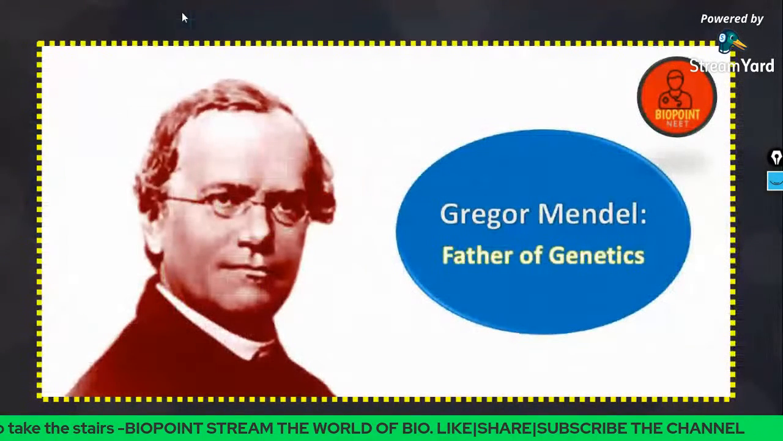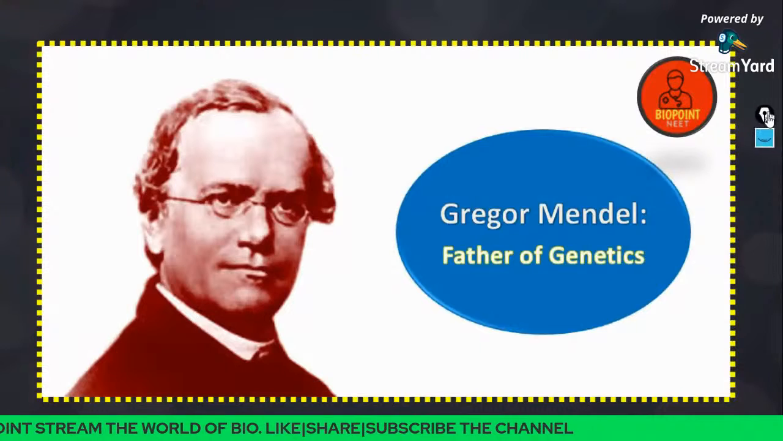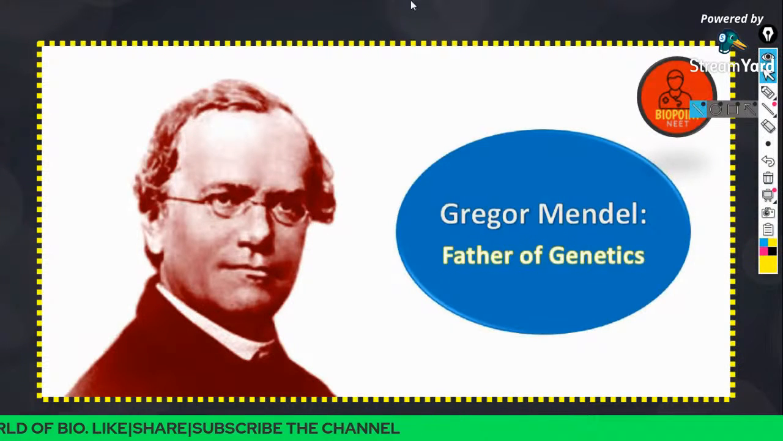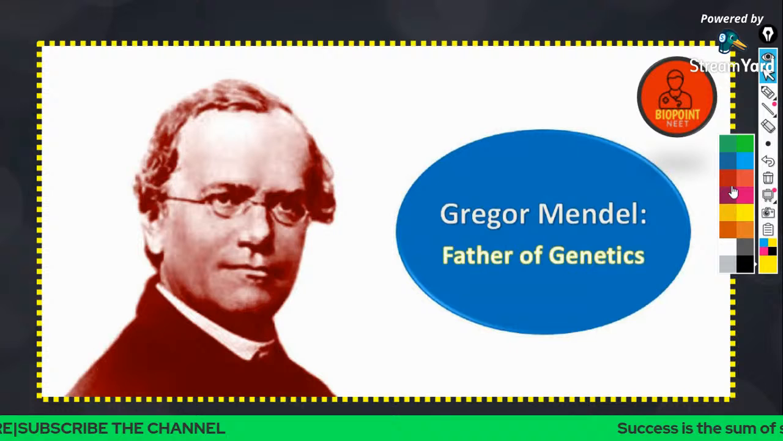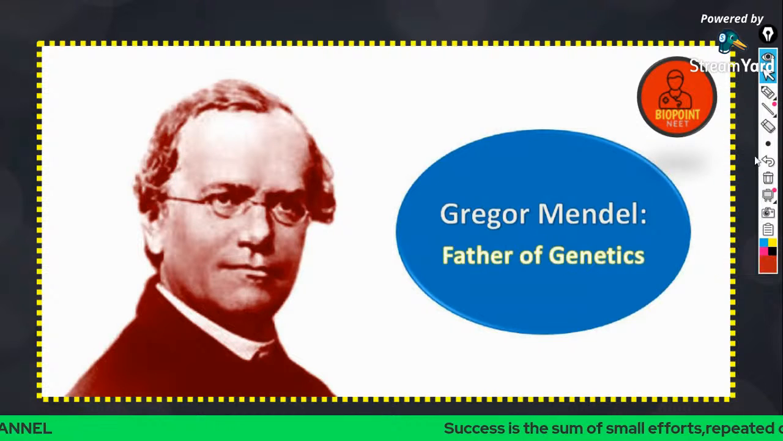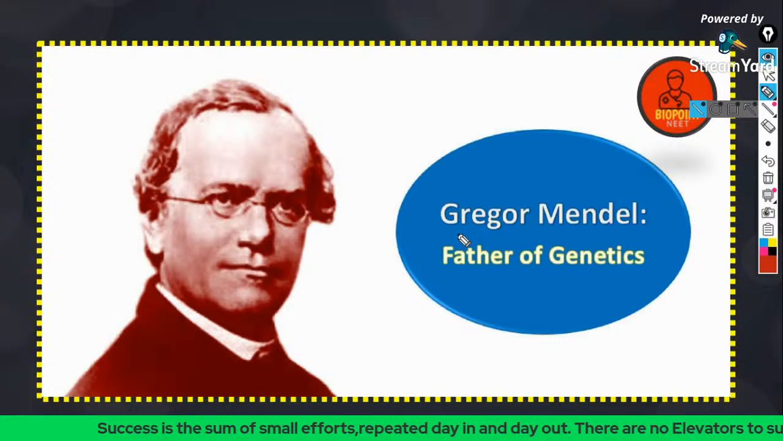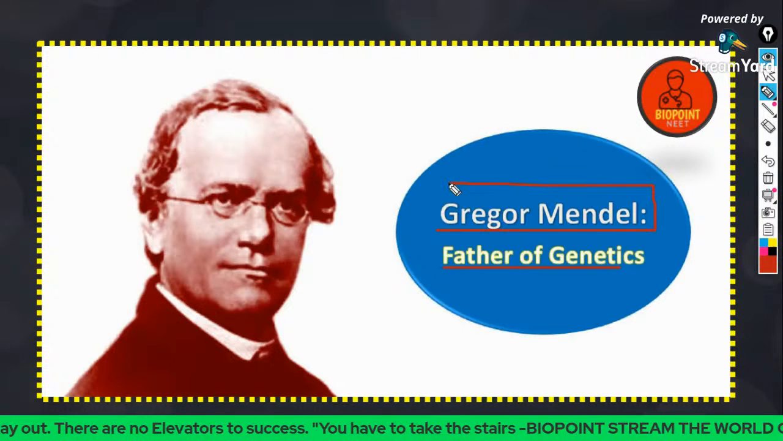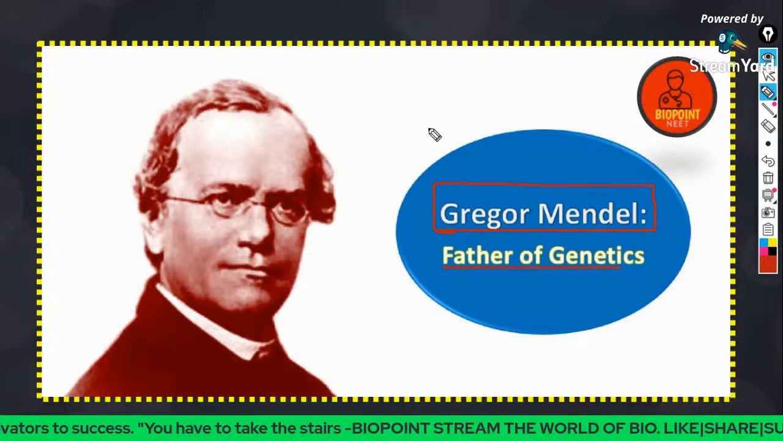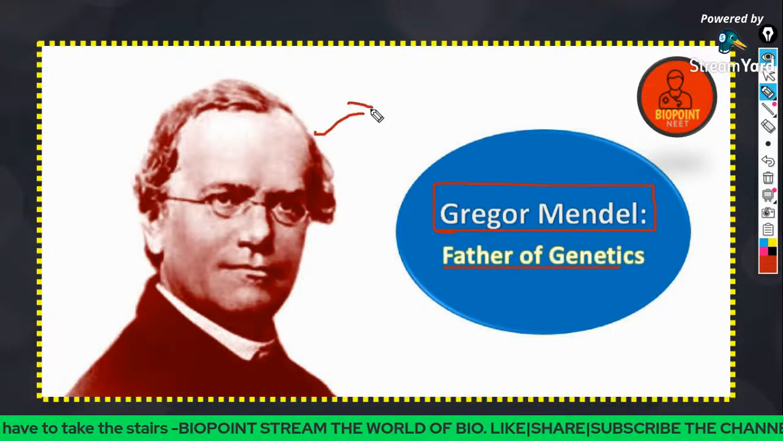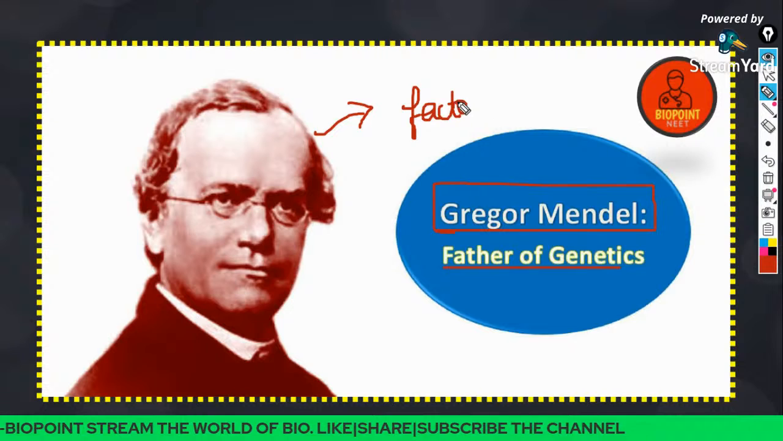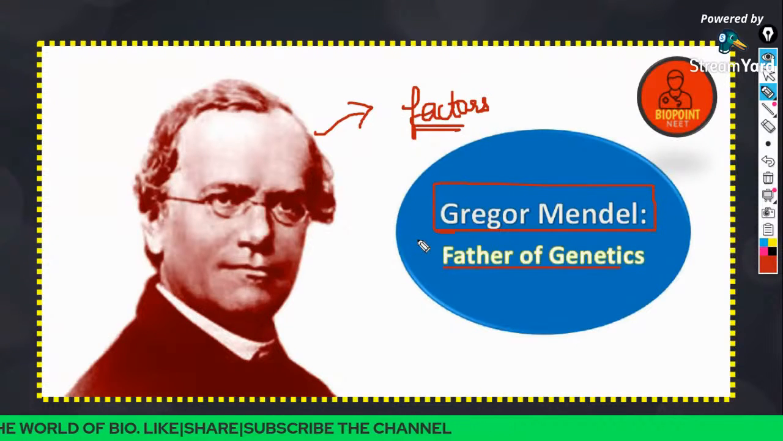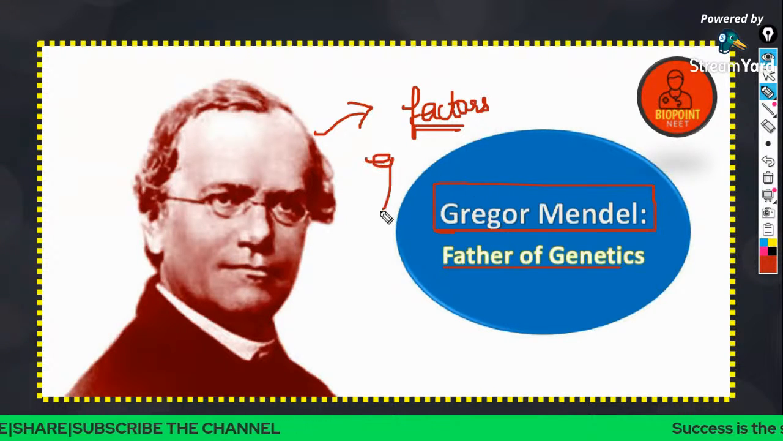So let's get started. Before we get started, let's remind what we have learned in the previous classes, because long back we have studied everything and I know that most of you have forgotten almost everything, right? So before we start, let me tell you a very few things which are needed throughout the chapter. You have to remember Gregor Johann Mendel is known as the father of genetics. He used the term factors for genes.